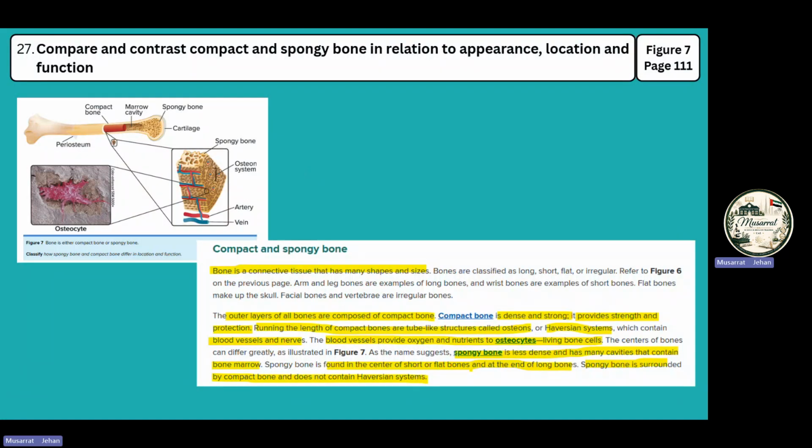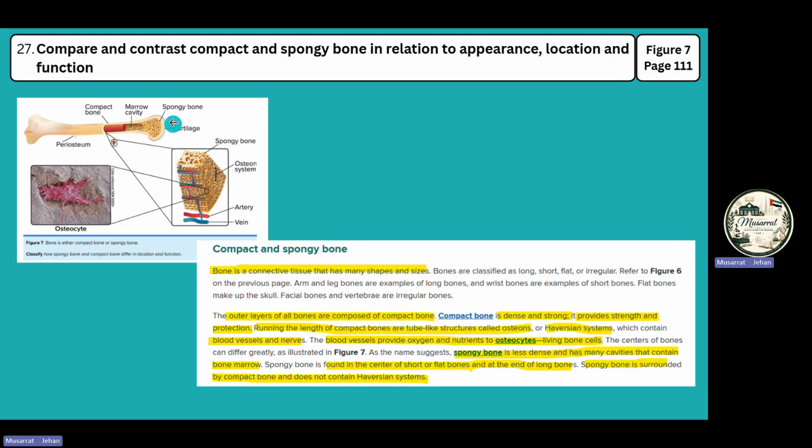Question number 27 will be on the skeletal system. It will be about the types of bones. You know there are two types of bones, compact and spongy. So you have to compare and contrast between them. See the figure, the labeling. This is the long bone. The outer part, the smooth one, which we see, is the compact bone. The one which has pores in it, which is porous, is the spongy bone.